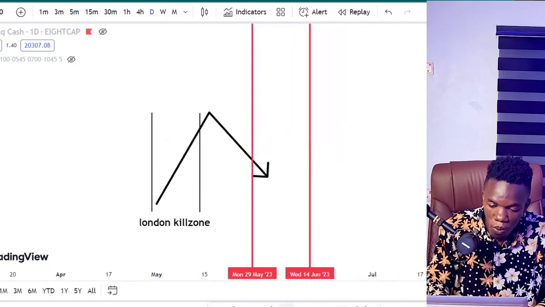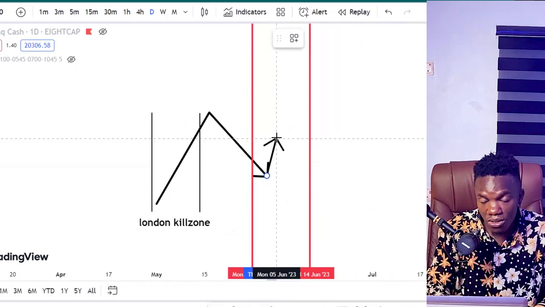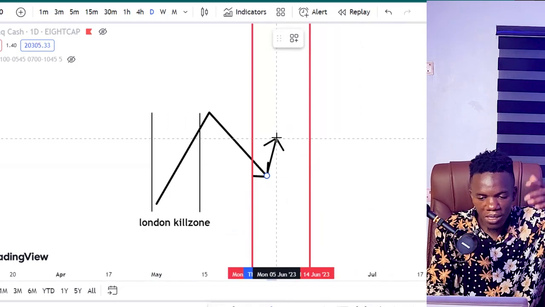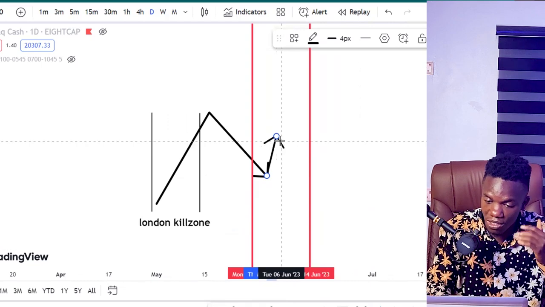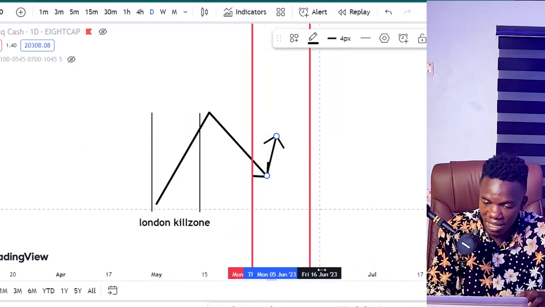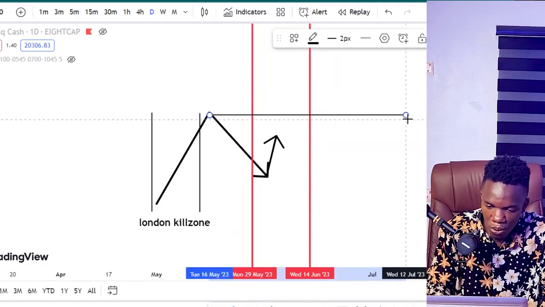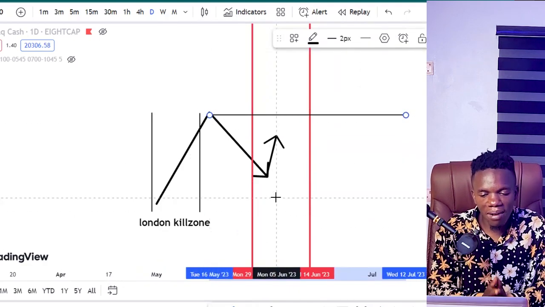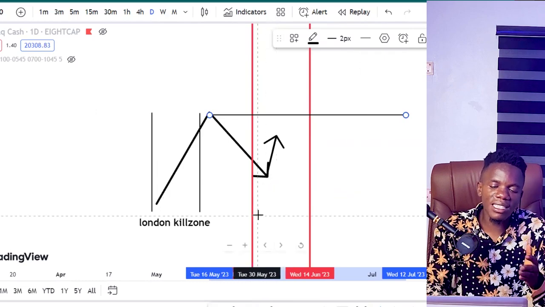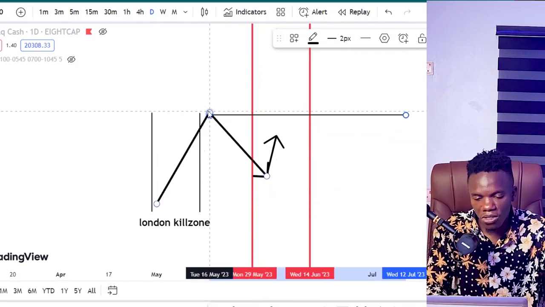I first of all wait for price to give me the first expansion, which starts to give me the willingness that it wants to push to the upside. So I wait for the first expansion in the New York session, from 8 a.m. to 9 a.m. Then my target is going to be this high that was created during the London key zone. So every day in the market, I look for my setup from 8 a.m. to 9 a.m. Then my target is going to be the high of the London session.